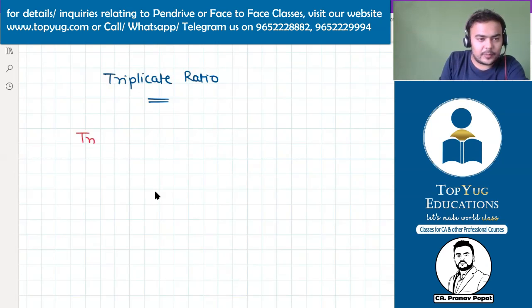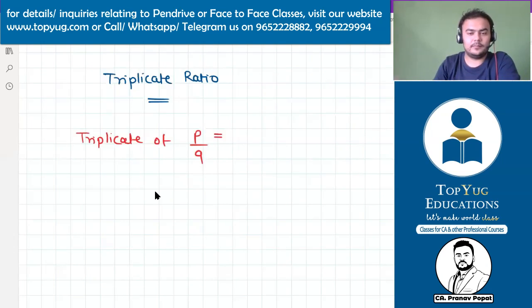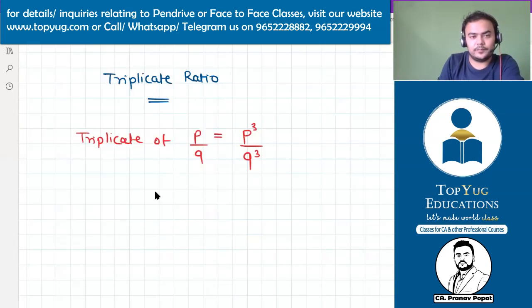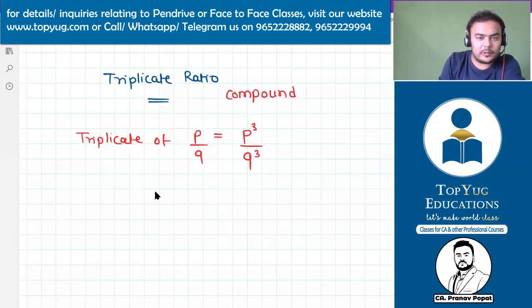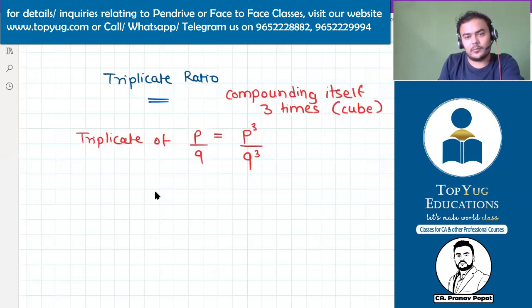So triplicate of p upon q is p cube upon q cube. So compounding itself 3 times, that is nothing but the cube. Okay, everybody? Yes. Now the other term is subduplicate.